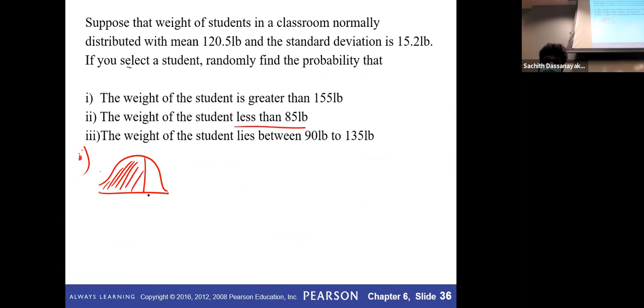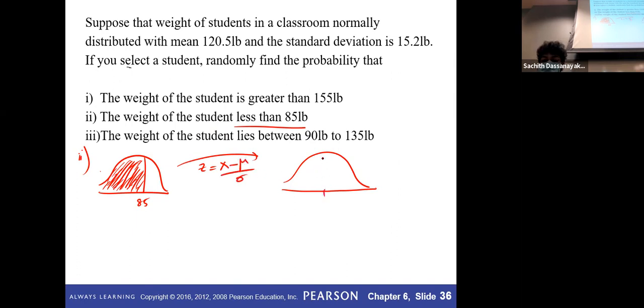Less than 85. So 85 is here. Again, you have to map this to a standard normal distribution. Why do we need to do that? Because with a normal distribution, it is hard to solve this kind of problem. We can, yes, but it is really hard. You need more mathematical stuff like integrals. So to avoid that, we simply map our normal distribution using this formula.